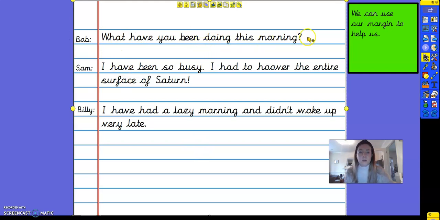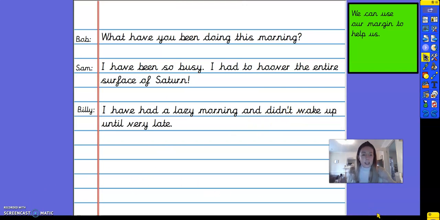What have you been doing this morning? I have been so busy. I had to hoover the entire surface of Saturn. I have had a lazy morning and didn't wake up until very late.